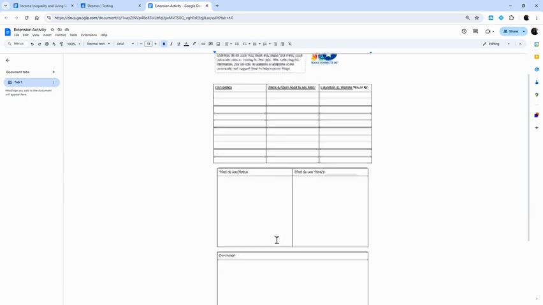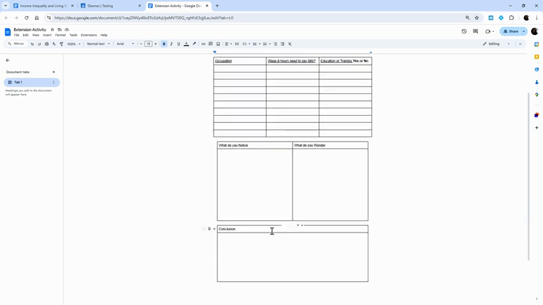Then they're going to do a notice and wonder. They're going to tell what they notice and what they wonder about the information or the data they just collected. And then they're going to come up with their pitch that they're going to pitch to the news. So what does your story look like? How are you going to write it down? Because we need to have kids write more in math, and I thought this would be a really creative way to have students do that. And then that is my activity.